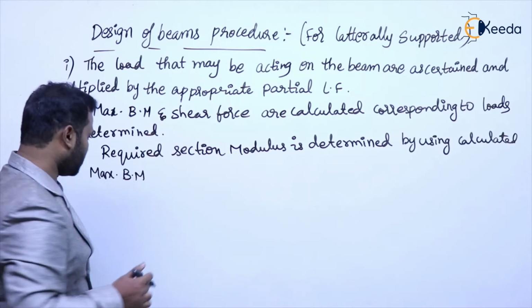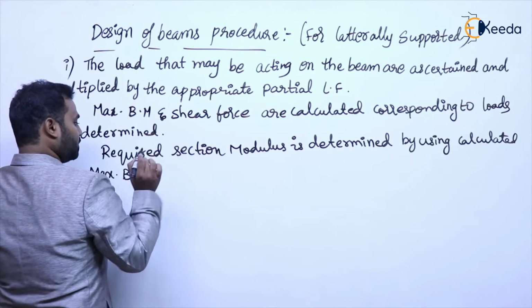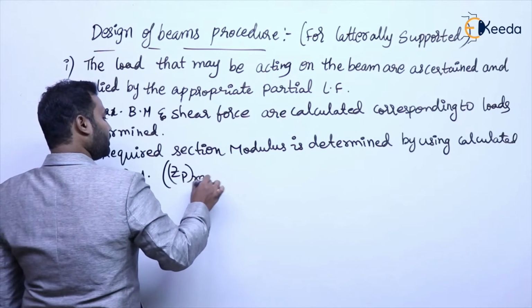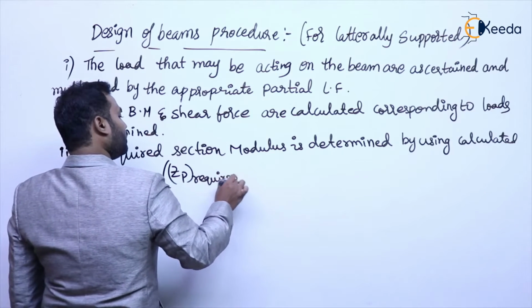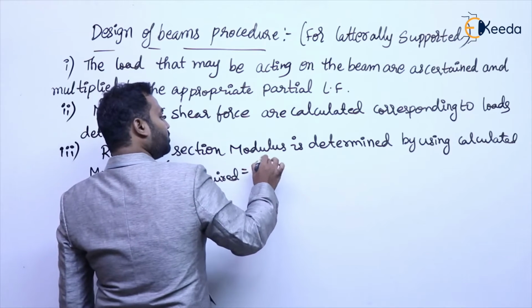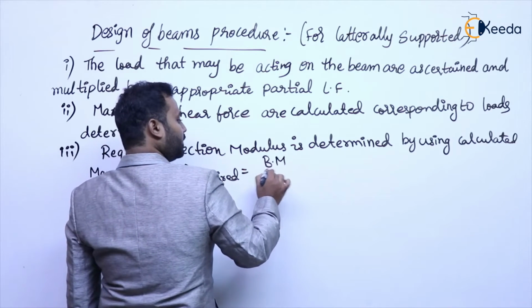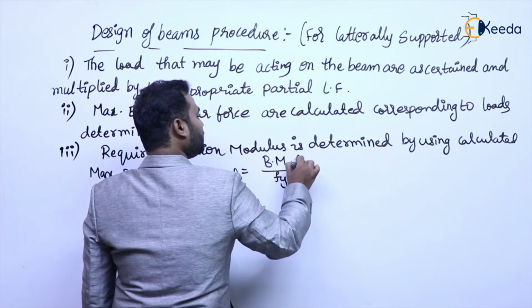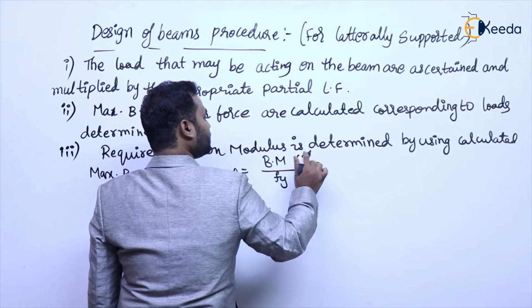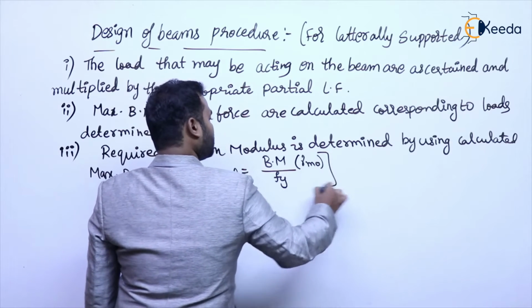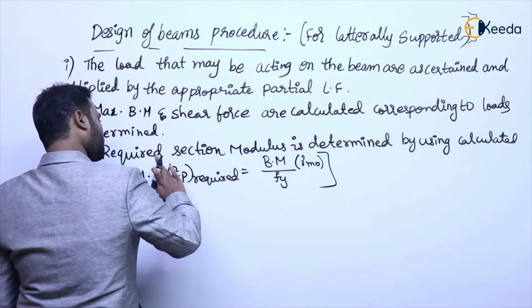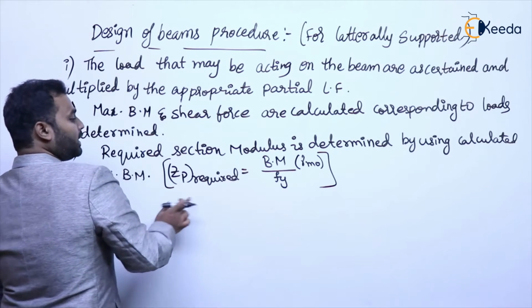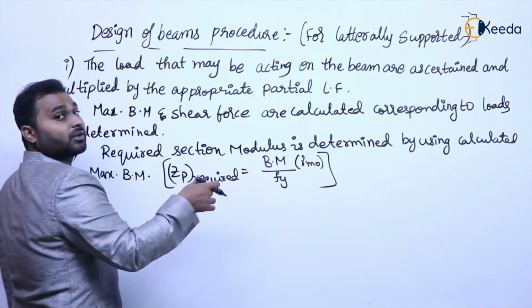Okay, required section modulus. That is Z required or Zp required, is equal to that bending moment M or BM divided by Fy into gamma M naught. Is that okay? So in this way, the section modulus required is going to be determined.